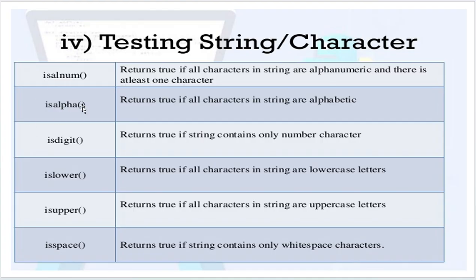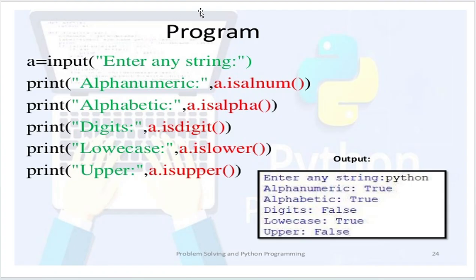Isalpha means it should contain only alphabets. Isdigit means it should contain only numbers. Islower means the given string should contain only lowercase letters. Isupper means the string should contain only uppercase letters. If it is so, it will return true, else false. Isspace: if the given string contains only white space, it is going to return true. If not, false. So this is an example of the previous testing string character functions.